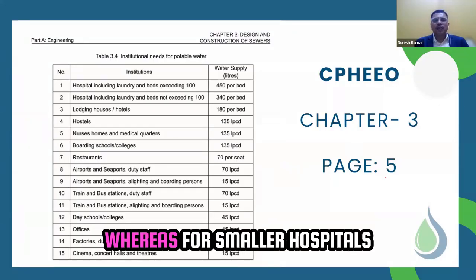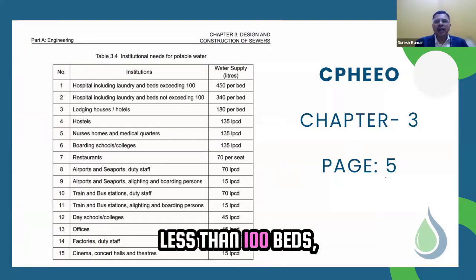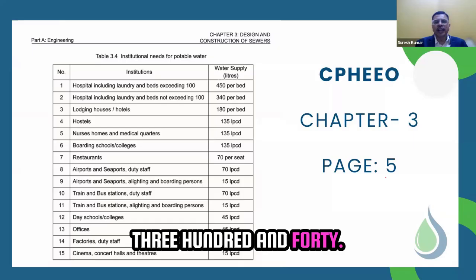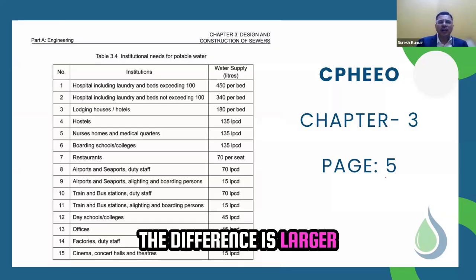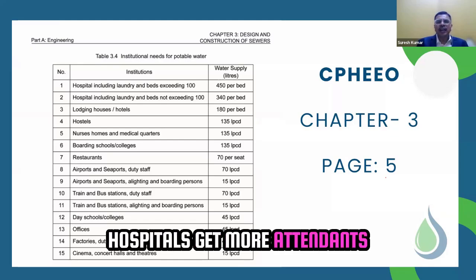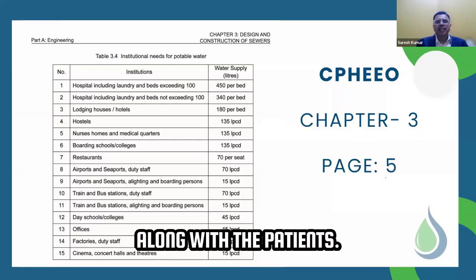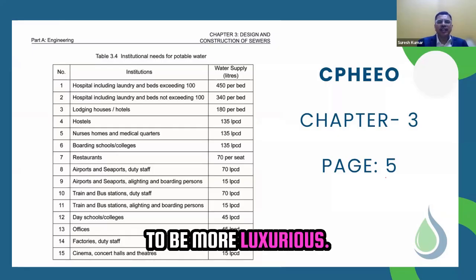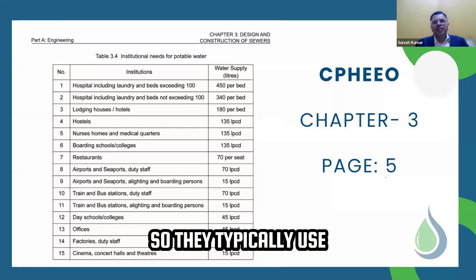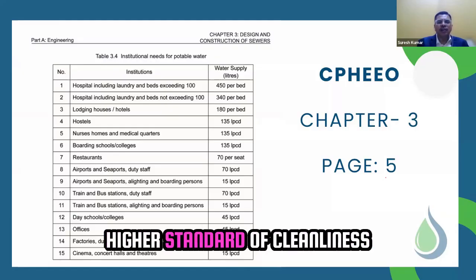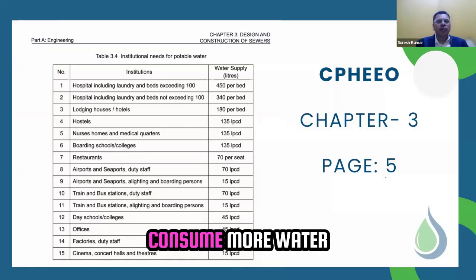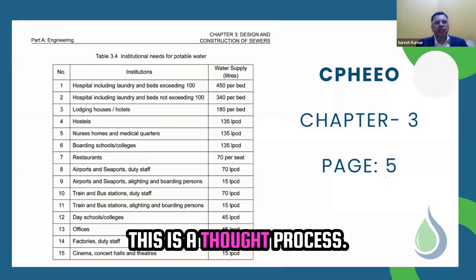Whereas for smaller hospitals, less than 100 beds, they considered only 340. Why this difference? The difference is larger hospitals get more attendants along with the patients. They have more staff attending the patient and are supposed to be more luxurious. So they typically use more water. And the larger hospital also generally maintains a higher standard of cleanliness and hygiene. So they consume more water. This is the thought process.